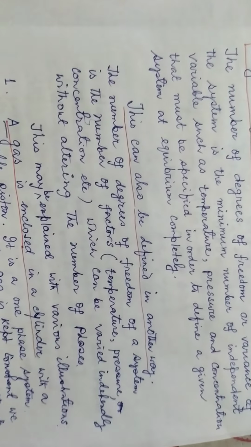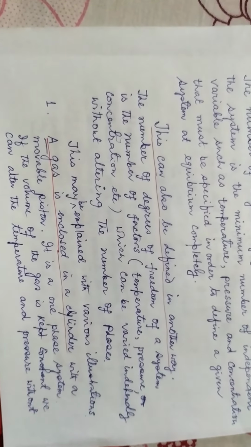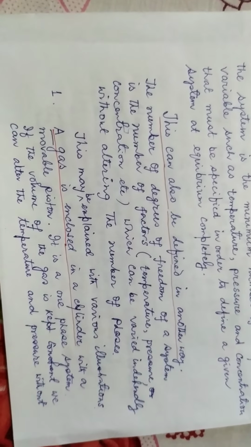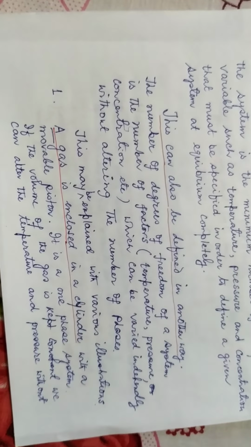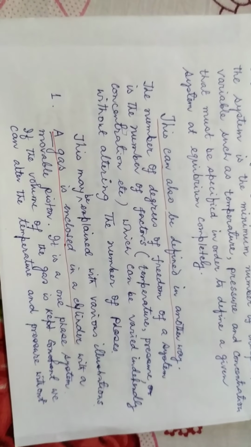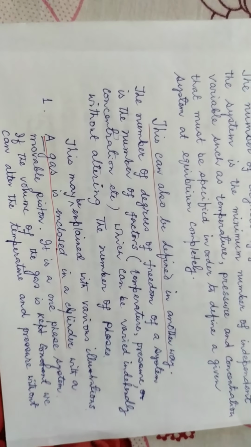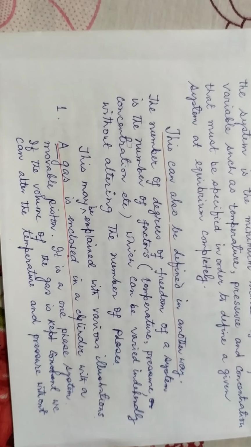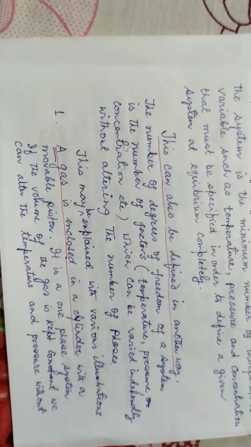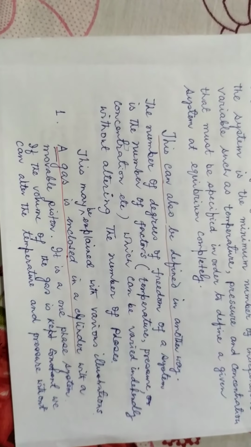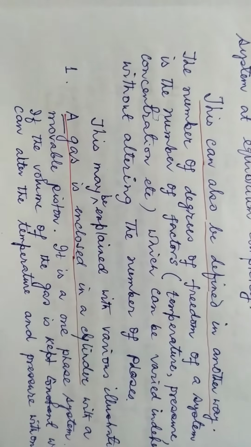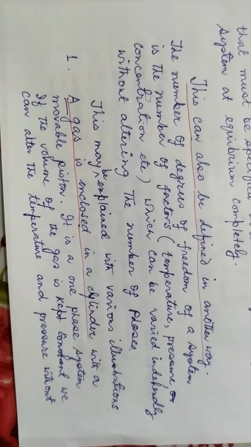This can also be defined in another way. The number of degrees of freedom of a system is the number of factors, temperature, pressure, concentration, etc., which can be varied independently without altering the number of phases. This may be explained with various illustrations. We will try to explain this with various illustrations. Let us consider, first of all, a gas.